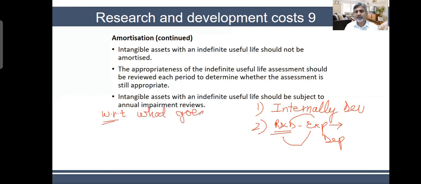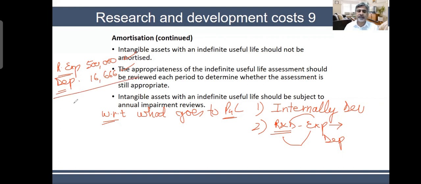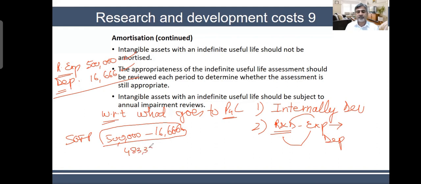what goes to P&L? In P&L, I will write down my research expenditure, which is 500,000. And in P&L, I will write down my depreciation of development cost, which is 16,666. So these two things will go to P&L: the research expenditure, and 2 months depreciation. And on SOFP, what will go? On SOFP, it will be the 500,000 asset minus my depreciation. So the net book value, because I calculated the depreciation as 16,600, whatever, the same amount. So 500 minus this gives me 483,333. This goes to my net book value on the statement of financial position.